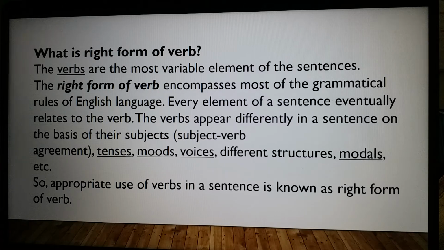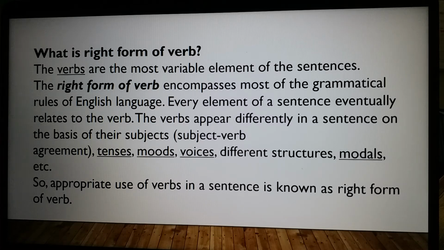The verbs are the most variable element of the sentences. That means verb has lots of diversity in a sentence because according to the situation, verbs of a sentence change. You see, sometimes we need to make a verb past form, sometimes we need to use a verb in base form, sometimes we need to add ing with verb, and sometimes we need to make the verb participle or gerund. So verb has lots of diversity in English.